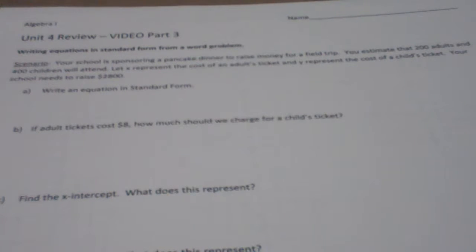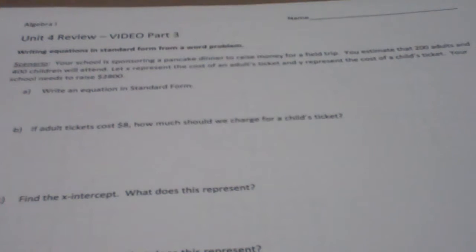So here's our scenario. Your school is sponsoring a pancake dinner to raise money for a field trip. You estimate that 200 adults and 400 children will attend. Let X represent the cost of an adult ticket and Y represent the cost of a child's ticket. Your school needs to raise $2,800.